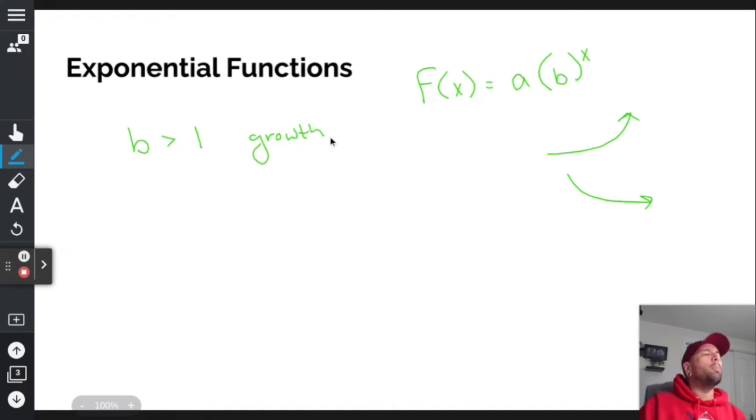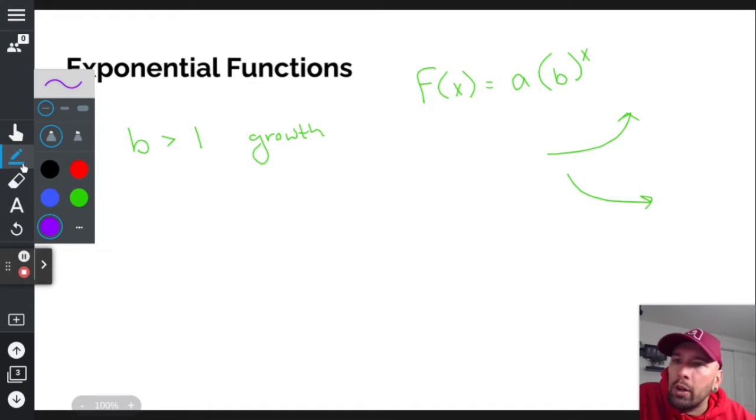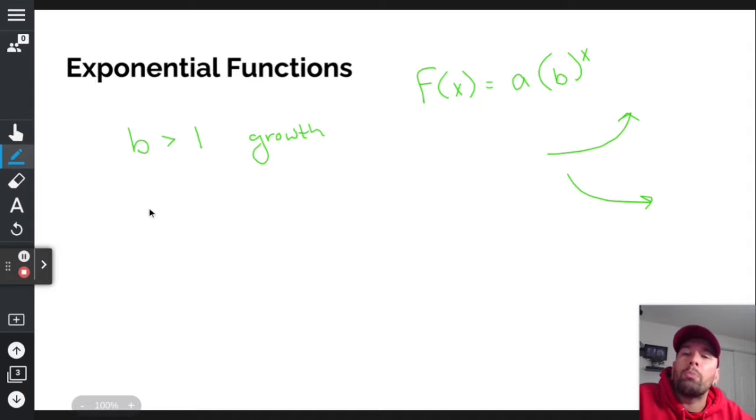Okay, so maybe you start out with 2 objects, and then you have 4, and then you have 8, and then you have 16. And what I'm doing is I'm multiplying by 2 every time. So in the case that I just made up, b is 2, which is greater than 1, which is exponential growth. Now I'm going to be very, very, very careful how I word this, because you're probably thinking, well, what happens when b is less than 1? b has to be in between 0 and 1.